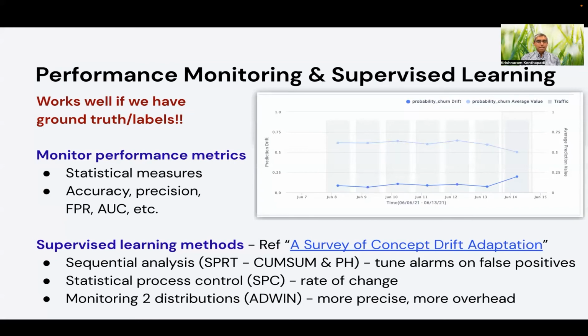But let me emphasize that in many real-world conditions, we may not get ground truth labels immediately, or even if we get ground truth labels, it may be after a subsequent period of time. For example, if you consider lending settings, we may not know the ground truth until after the borrower has repaid the loan or defaulted on the loan. And this holds true for many other real-world settings as well.